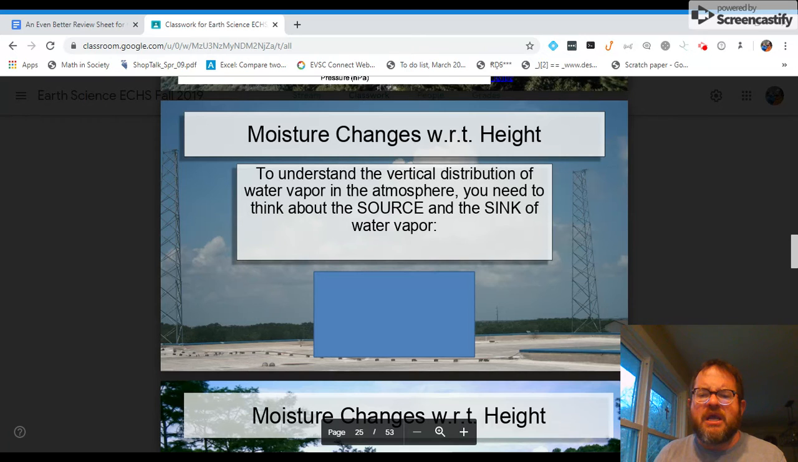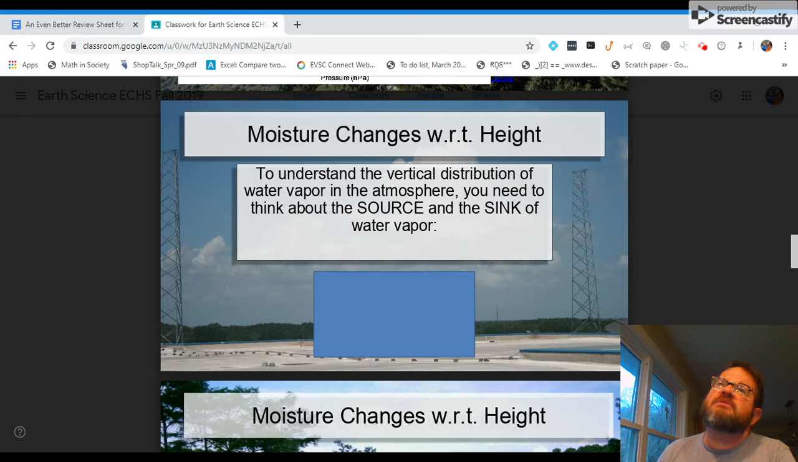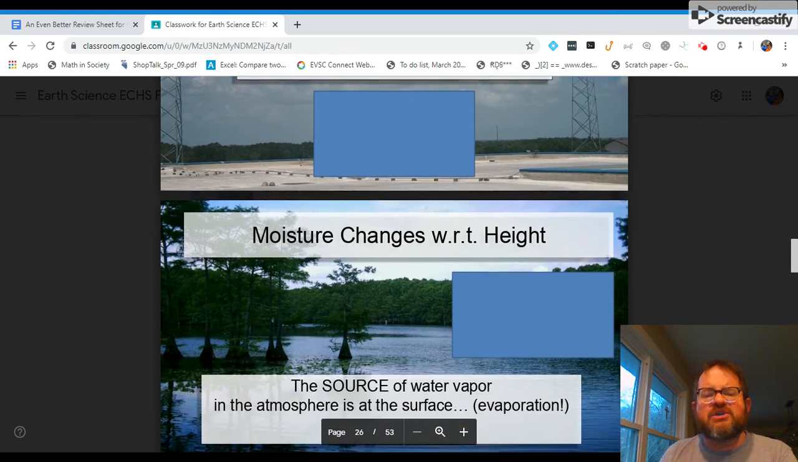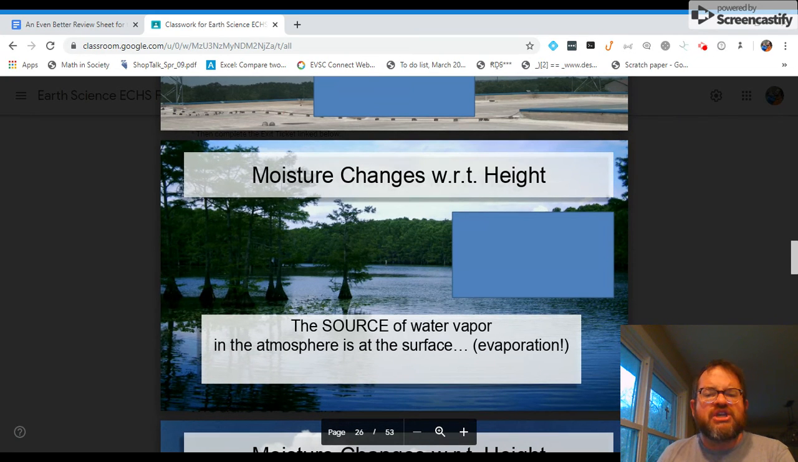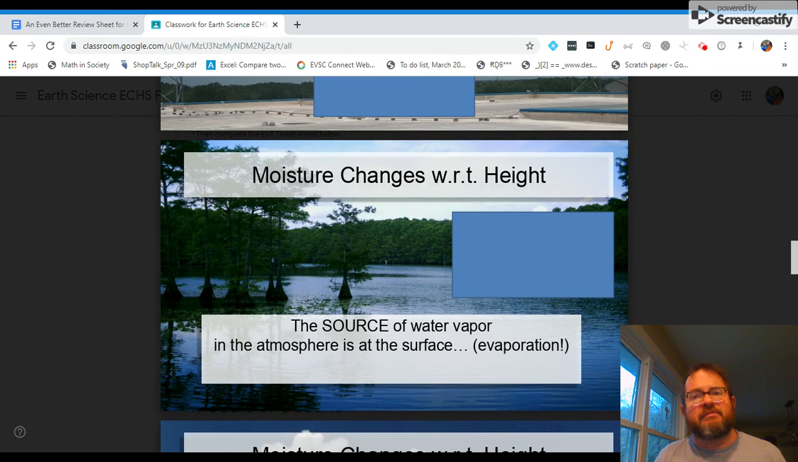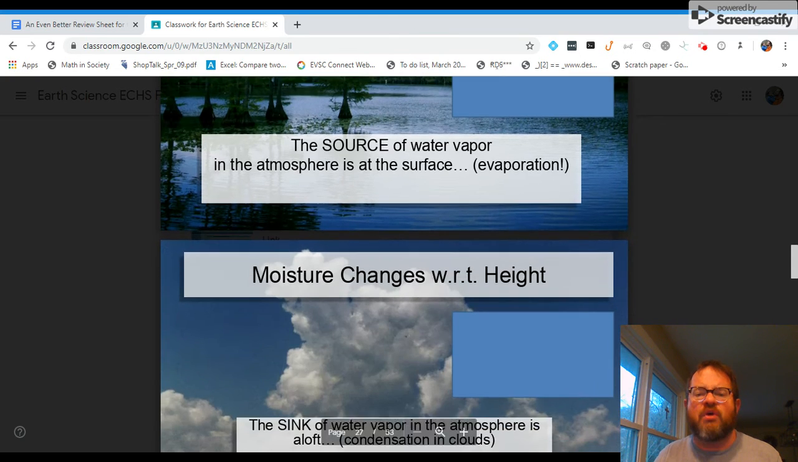Another feature that we learned about was moisture, and how moisture changes with respect to height. Most of the time, moisture is going to decrease with respect to height. It has to do with where we add water vapor. The source of water vapor, the place where we get water that we add to the atmosphere, is at the surface. It's mainly in the form of evaporation off open bodies of water, like oceans and lakes. So that's going to be where there's the most water.